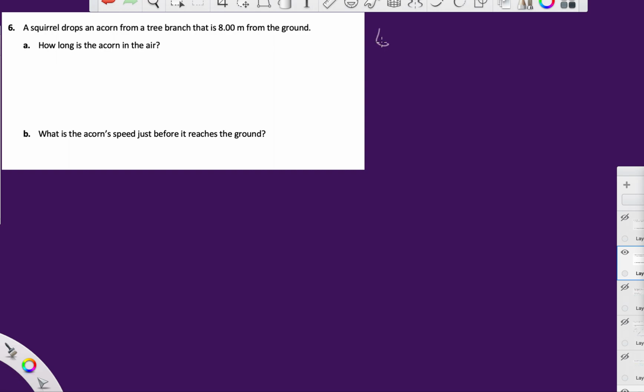So what are we looking for? We're looking for time. We don't know how long it takes. Are we given an initial velocity? Well, yeah. The squirrel drops the acorn. And in a question earlier, it says the kid drops a ball. What's its initial velocity just as he drops the ball? So its initial velocity is 0 meters a second. Good. What else do we know? We know its height, right? It's 8 meters from the ground. And lastly, we're trying to find the time.